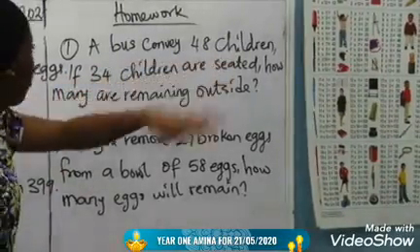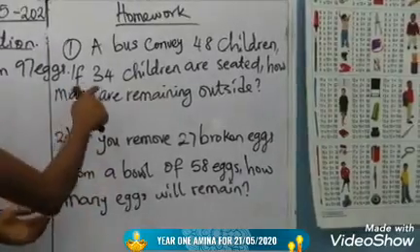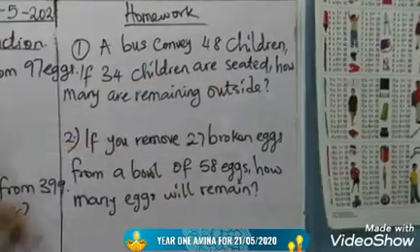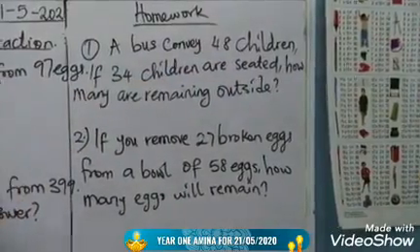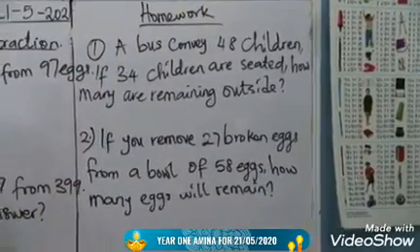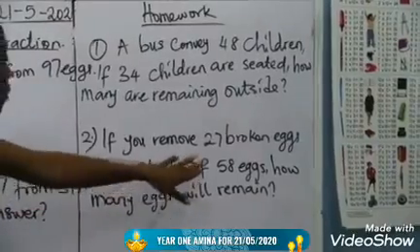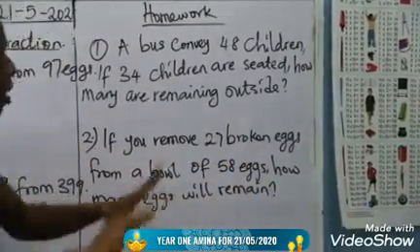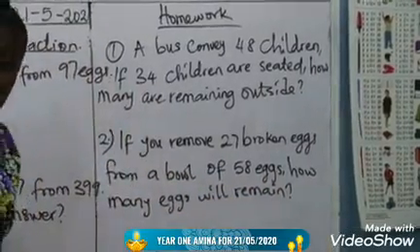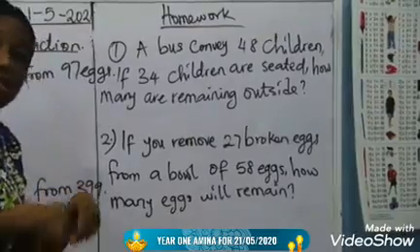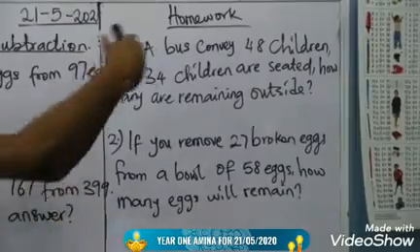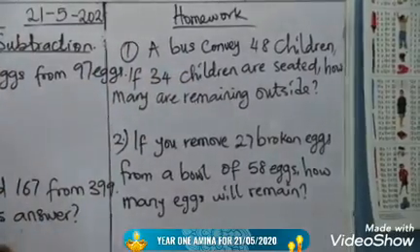Here we have 448 children, and if 34 come inside from that, how many will be outside? Simple. You put your hundreds, tens and units, put the bigger number up, put the smaller number down, and subtract. Number 2, if you remove 27 broken eggs from a bowl of 58 eggs, how many eggs will remain? We have 58 eggs and 27 of the 58 are broken. What would you do? You remove it. Then how many will remain? Simple. Put your bigger number up, the smaller number down, and subtract.